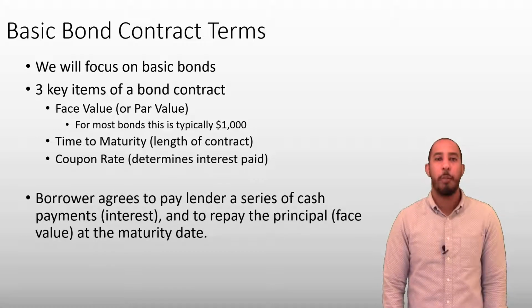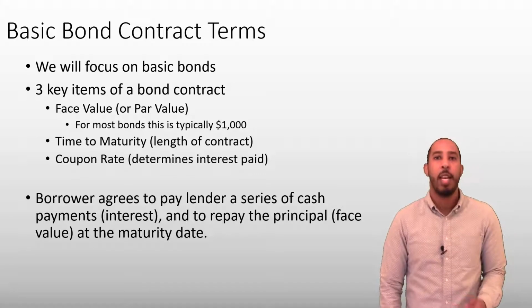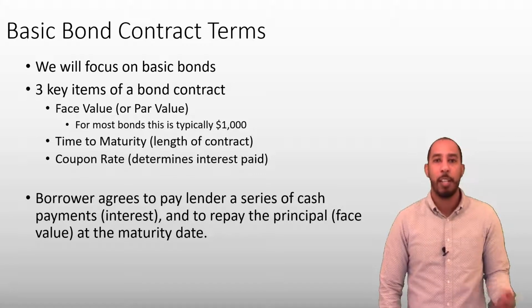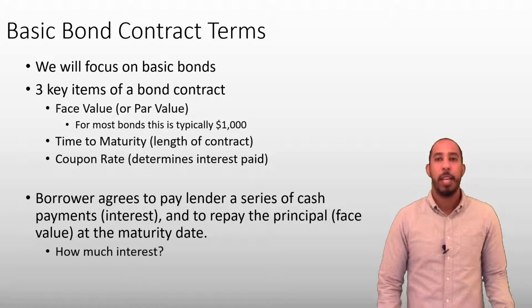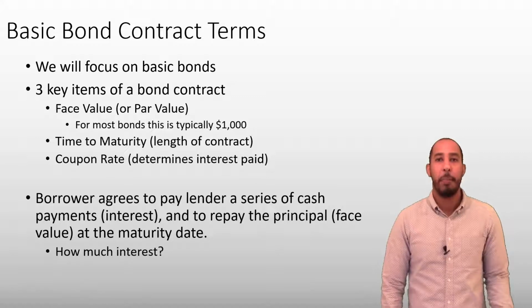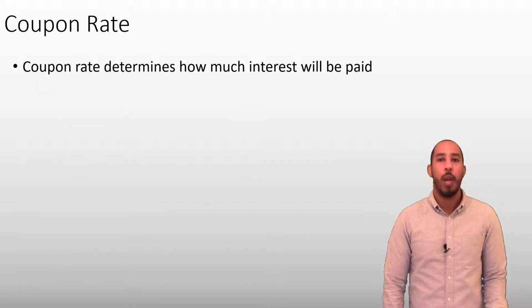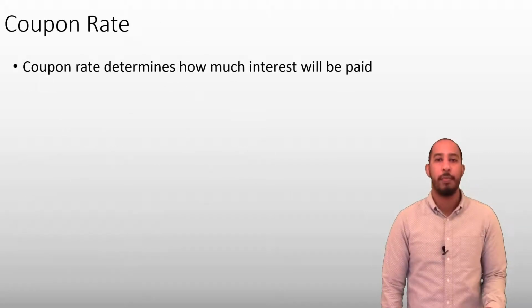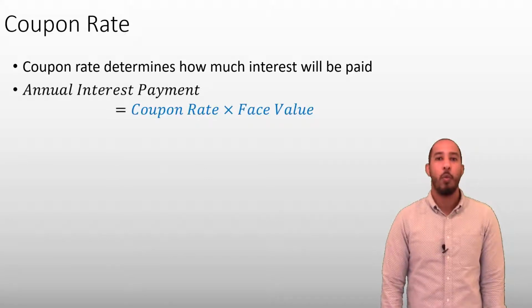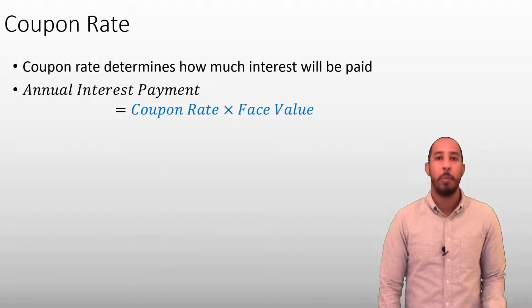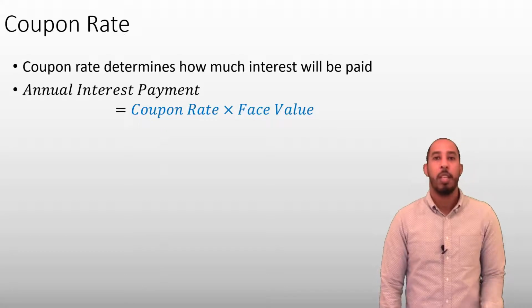The basic structure of a bond contract looks like this. A borrower agrees to pay the lender a series of interest payments over a period of time, and then repay the principal, which is the face value, at some maturity date in the future. The next question is, how much interest will the bond pay? To answer that question, we'll use the coupon rate. We can use the coupon rate to determine how much interest will be paid out each year. The annual interest payment will be given as the coupon rate times the face value.